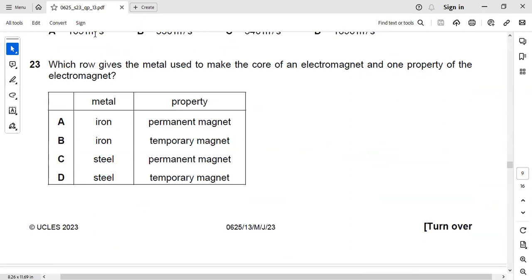Next, which row gives the metal used to make the core of an electromagnet and one property of the electromagnet? So iron is given, steel is also given. So which is the right answer? When you're using it as an electromagnet, it needs to charge and discharge. That means for turning it on and off by changing the current flow, we need a temporary magnet. Actually, a temporary magnet is required for changing the current flow. And iron acts as a temporary magnet. And B is the right answer.